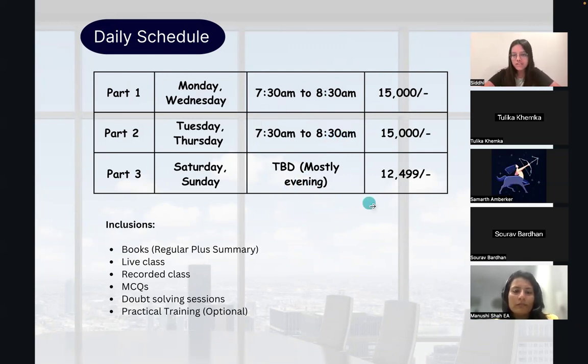And this is the fee structure, which is a one-time payment for part one, two and three. Whenever you enroll, you receive a book which will be regular plus summary. The good thing about us is that we are going to use our own material. We are not going to give you difficult-language material. In other materials, there are some difficult points which are hard to understand.